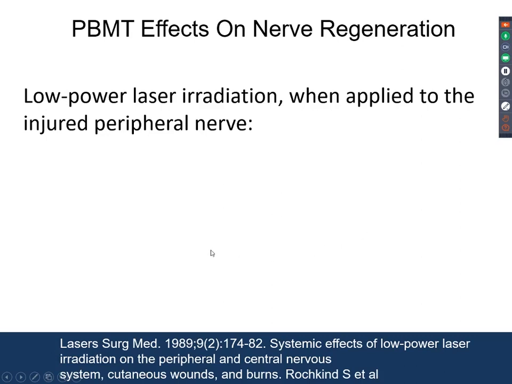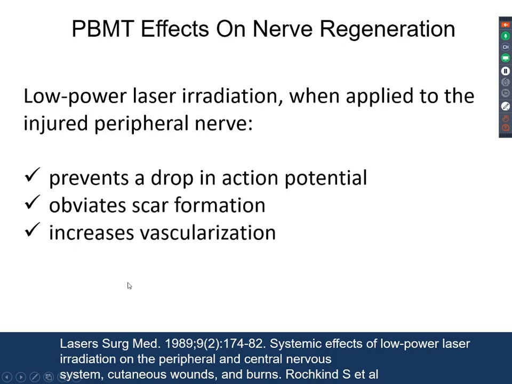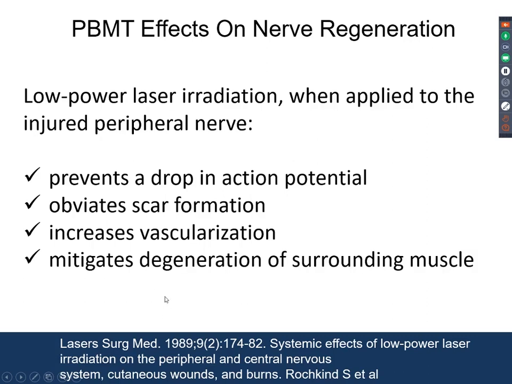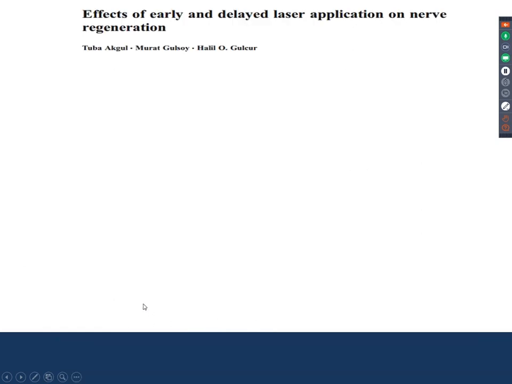A lot of the research has shown that low power laser irradiation, when applied to peripheral nerve, can prevent a drop in action potential, and of course that's going to help with the ability of these nerve cells to function. It also reduces scar tissue formation, and I've mentioned that earlier. It also increases vascularization, which I mentioned earlier. And it mitigates the degeneration of surrounding muscle tissue because you're increasing the action potential. And lastly, it's going to accelerate the regeneration of the injured nerve itself.